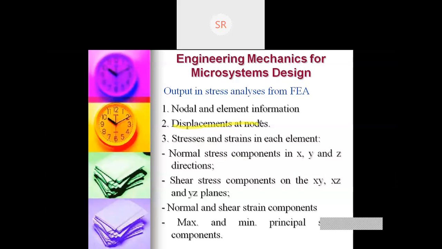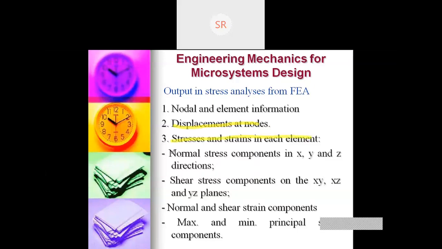If a force is falling on a particular material, say a force of 10 Newton in the x direction, then what is the displacement in the x direction? Because of 10 Newton of force, my material or my particular device may move 1 centimeter. So I'll get a displacement. Then I'll get the stress and strain of each element.